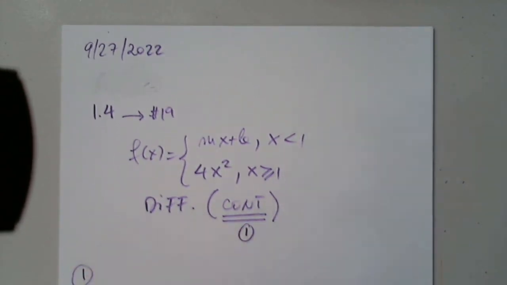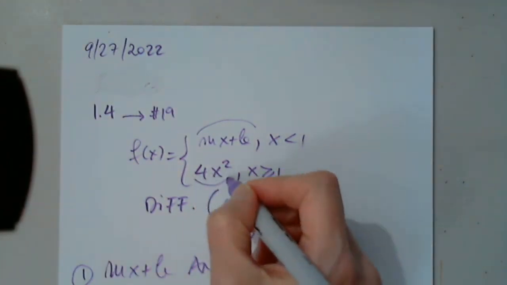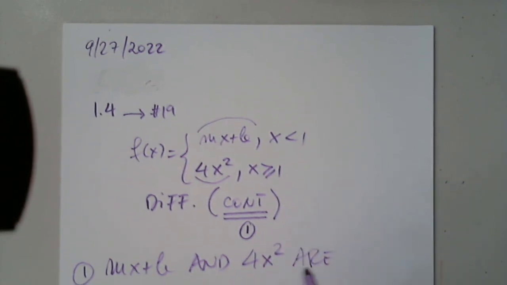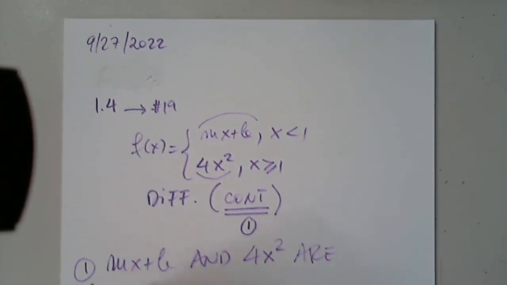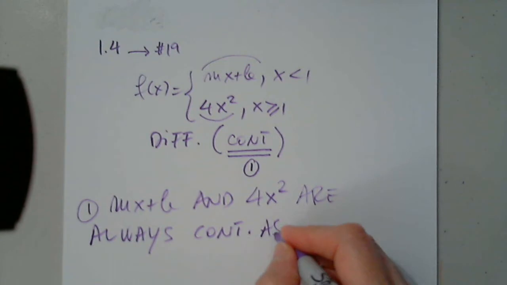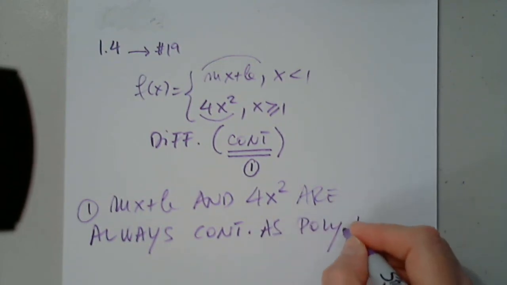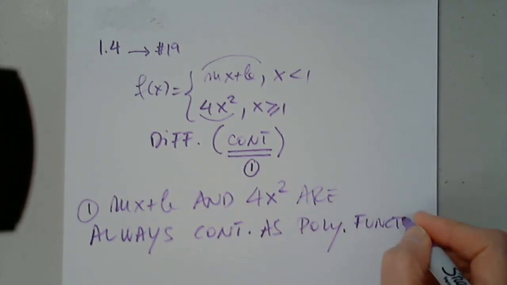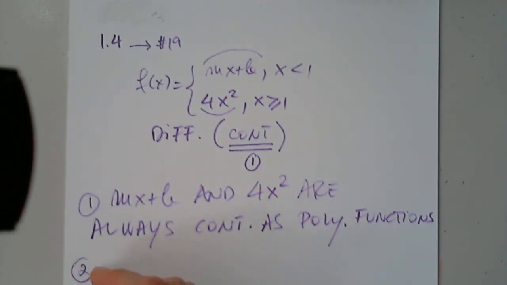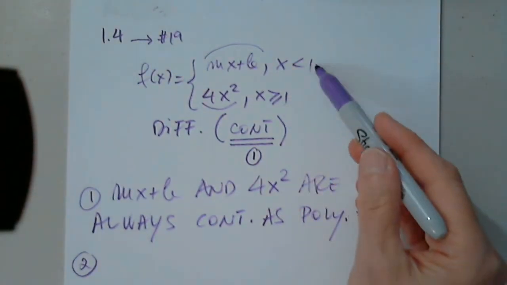So number one, I have to write that mx plus b and 4x squared are always continuous. And I'll say why: as polynomial functions. Now in step number 2, I have to discuss continuity at 1.